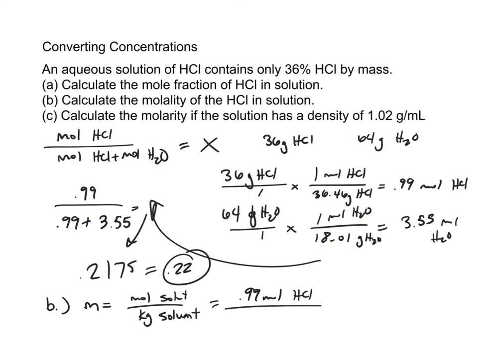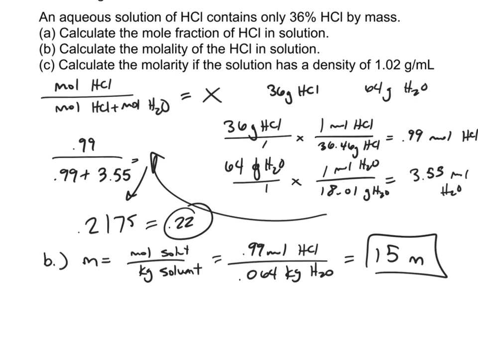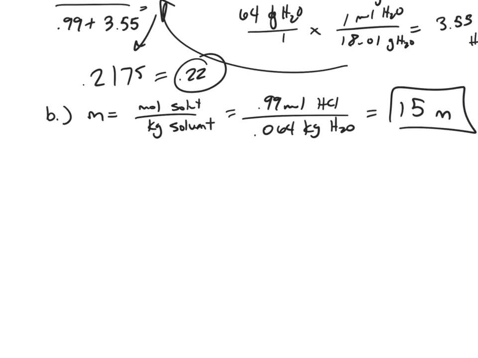Now the kilograms of solvent, going back to this part right here, we had 64 grams of solvent in this original solution, and if I simply move the decimal point over 3 to the left, I have 0.064 kilograms of H2O. So now I have the ratio set up. All I need to do is punch that into my calculator, and I get 15 molal. It looks like 15 meters, but it's really 15 molal. Now the last one asks me to calculate the molarity of the solution.